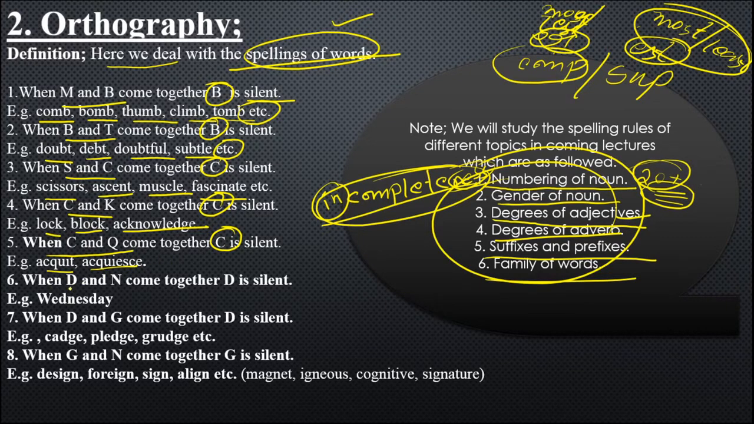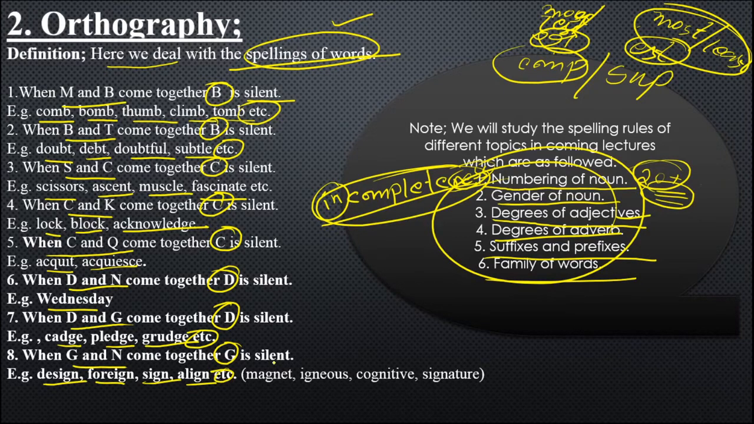And when D and N come together, D is silent. Like we say Wednesday, not Wed-nes-day. And in the same way, when D and G come together, D is silent. Like we say badge, pledge, and grudge, etc. And when G and N come together, G is silent. Like we say design, foreign, sign, align, etc.